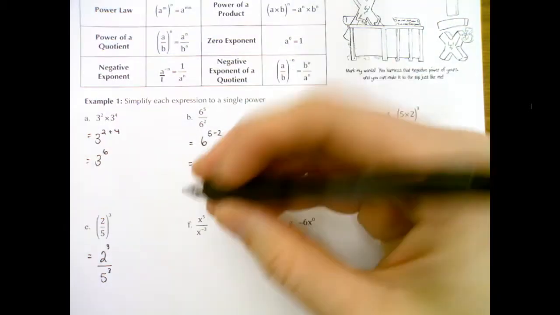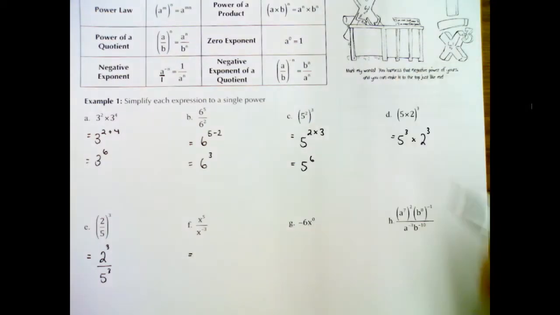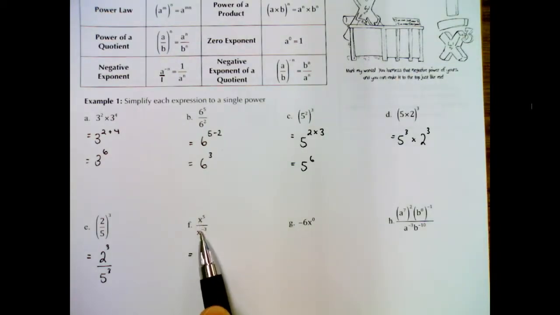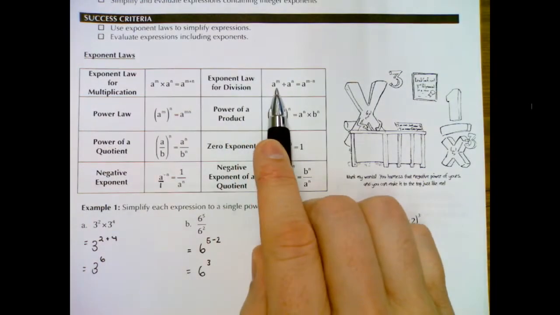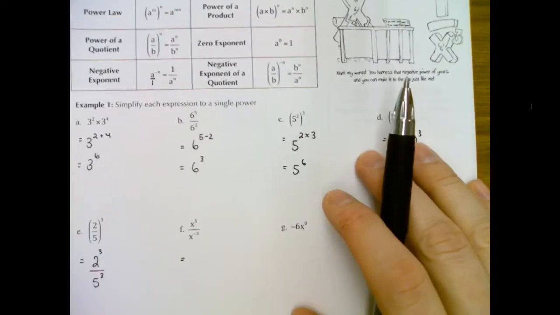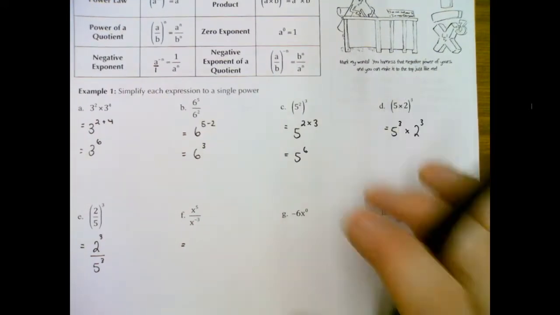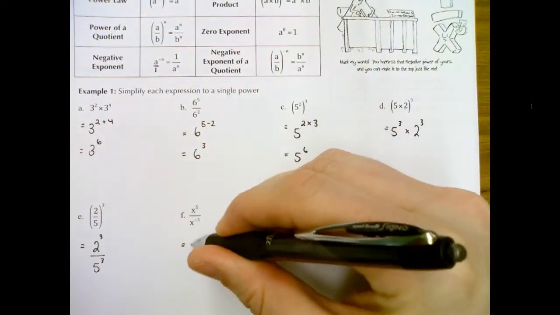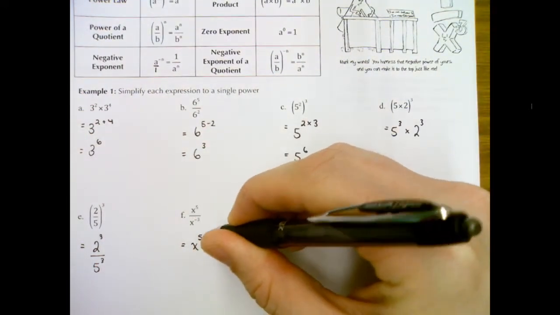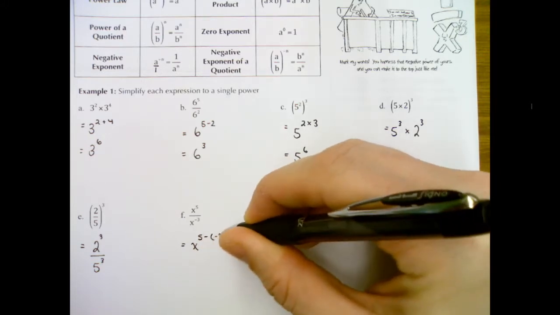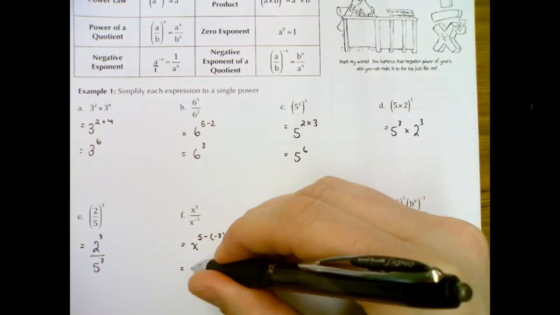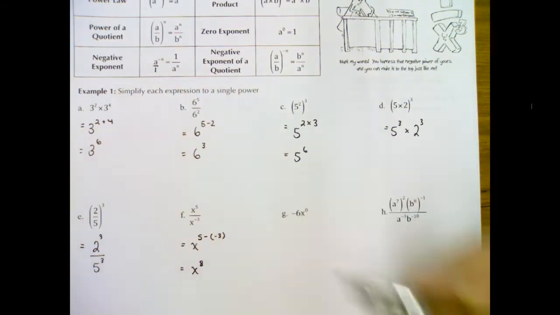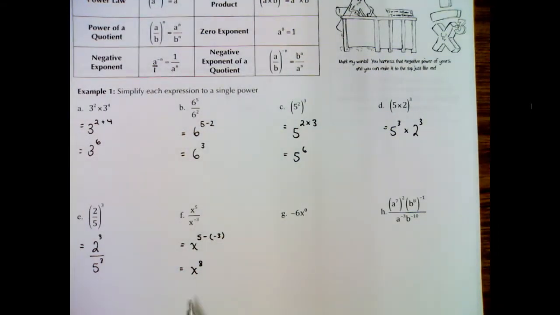F is set up like a division statement, so we could use our exponent law of division, which would say subtract the exponents. Why I've included this example is because we have a negative on the bottom. Watch what happens. X to the exponent 5 subtract negative 3. Subtracting because we're dividing. Subtracting a negative is like adding. So we get x to the exponent 8. And there we have one fully simplified.